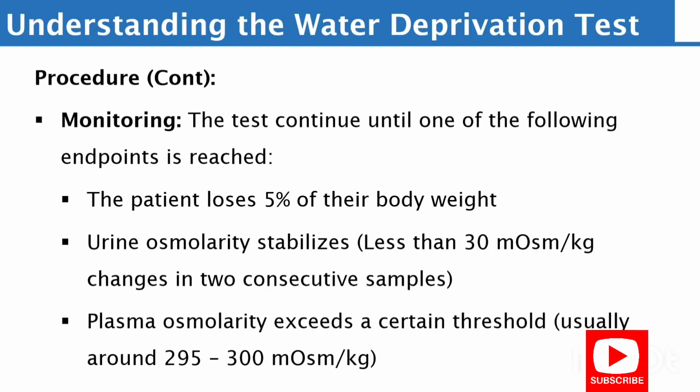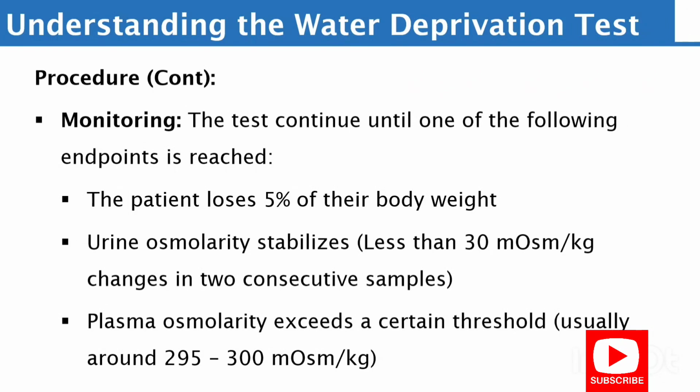Now, we also look at maybe plasma osmolarity exceeding a certain threshold, which is usually between 295 to 300. I hope that makes sense. So if we reach any of these, which could be either the person has lost 5% of their body weight, or the urine osmolarity has stabilized, like less than 30, okay? Or the plasma osmolarity has exceeded a certain threshold, usually around 295 to 300, then we can stop.